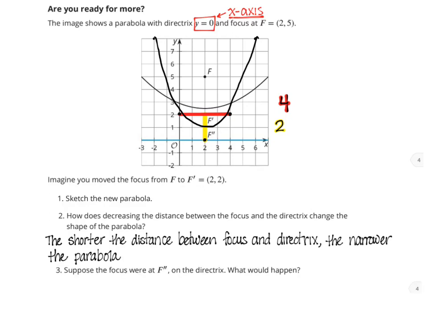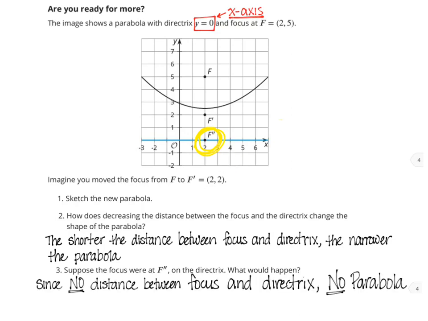And the last question on this is saying, suppose the focus were at F double prime, which means the focus is right on the directrix. Well, if it was right there on that directrix, the problem is there's no distance between the focus and directrix. So there's no parabola because it wouldn't have any width either. So there's no parabola if there's no distance.